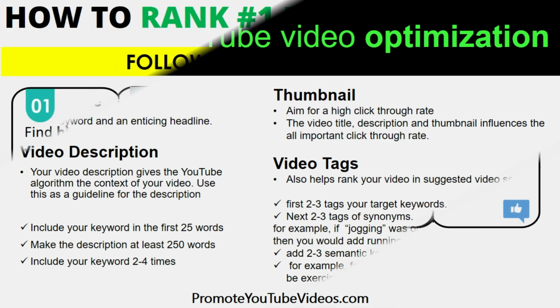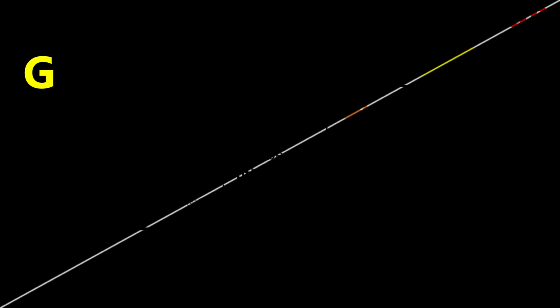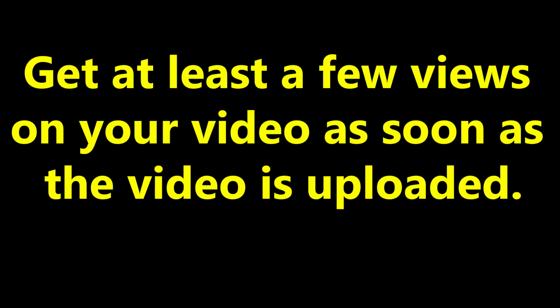Step 4 is to feed the YouTube algorithm. Now, this is one of the YouTube video ranking tricks I use to rank YouTube videos fast. For the YouTube algorithm to know about your videos and collect the above data we talked about, you need to get at least a few views on your video as soon as the video is uploaded.